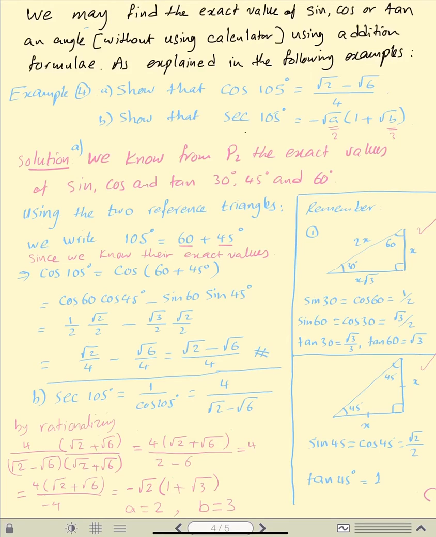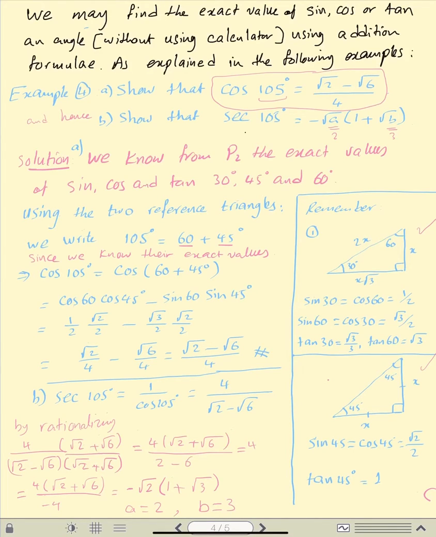Using the addition formula. As this example, what does it want? It's saying show that cosine 105 degrees is equal to this. Show that, prove this in part A. Part B, show that secant 105 is equal to negative radical A times 1 plus radical B, based on part A, of course. So sometimes it's convenient to write "hence" here, and hence show the second part.